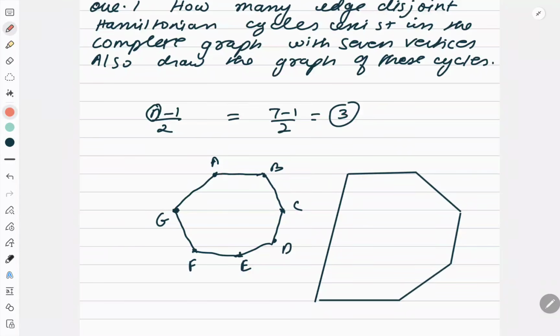And since it is 7, I am searching for 3 cycles. So again leave one vertex, go to E, then go to G, then go to B, come back to E, I cannot come. I should go to D, right? So wait, I'll just rub it.